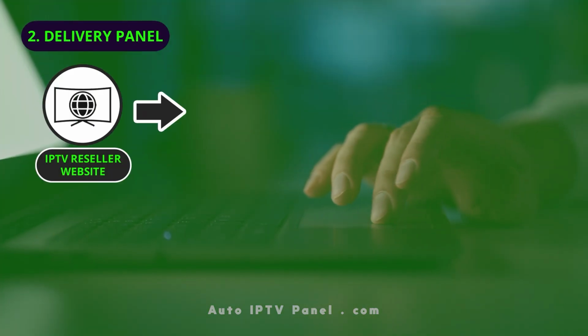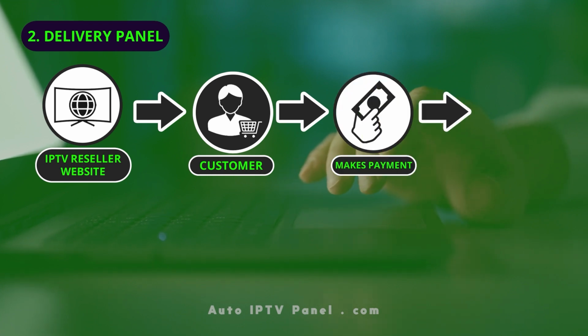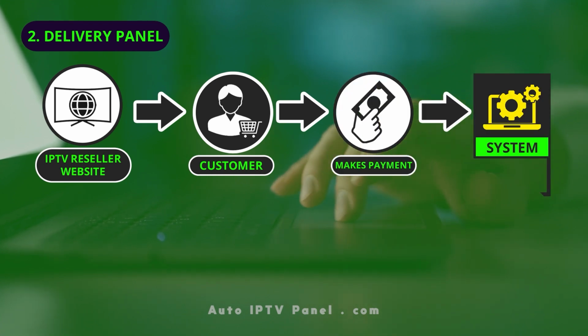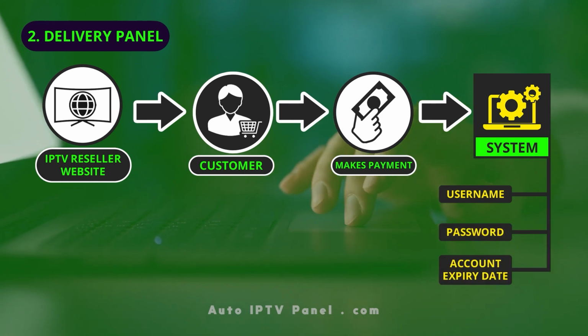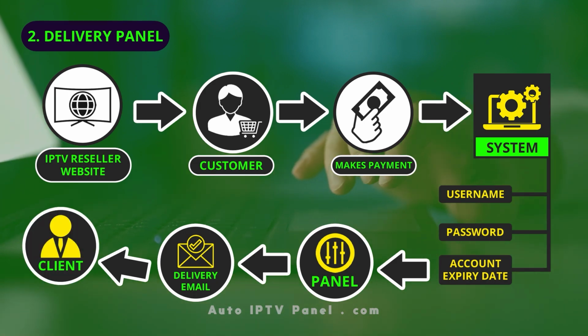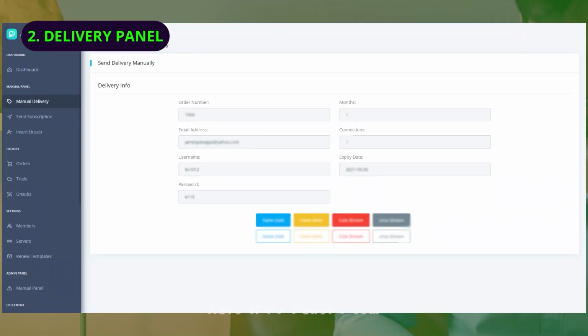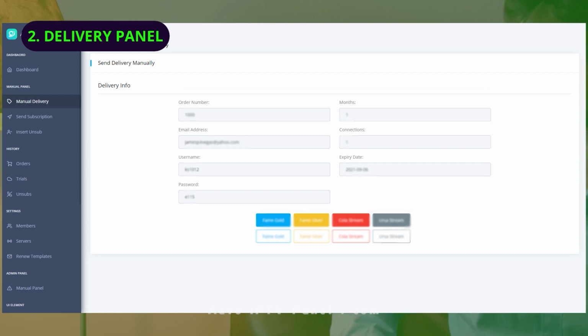The work starts when the customer makes payment on our IPTV reseller website. Here, the system will generate the username, password, and account expiry date. Then, the panel will forward the delivery email to the client. If the customer didn't receive the mail, the supporter would go to the manual delivery section of the panel to enter the client's data and resend the email.